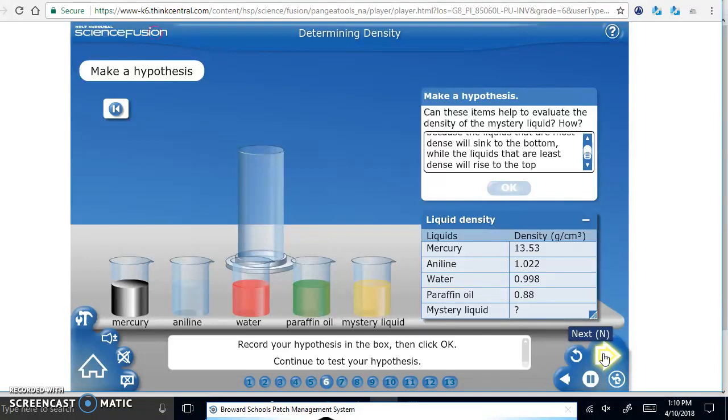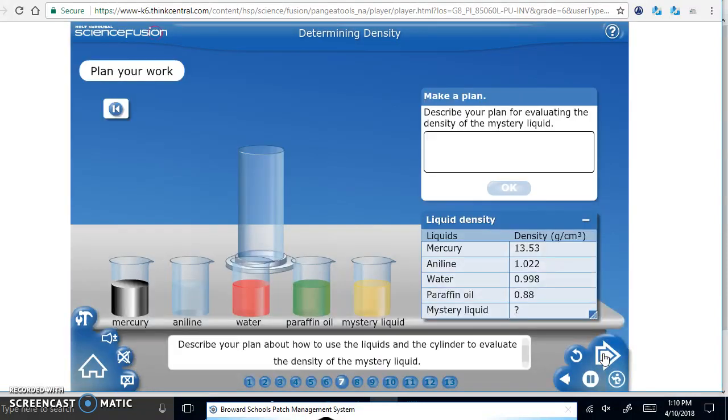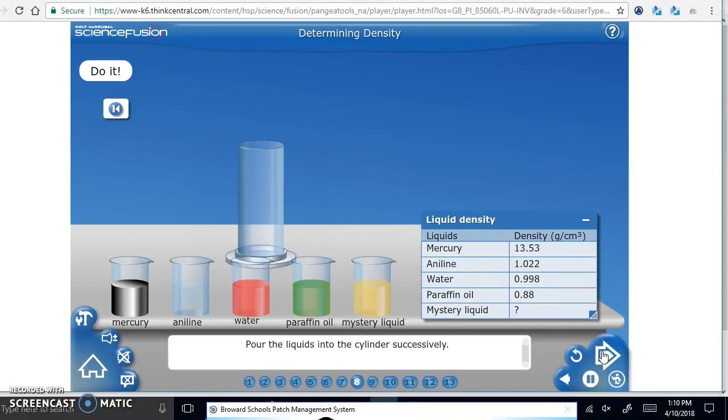Continue to test your hypothesis. Describe your plan about how to use the liquids and the cylinder to evaluate the density of the mystery liquid. Pour the liquids into the cylinder successively. Begin with the densest one first. Add the mercury to the cylinder.